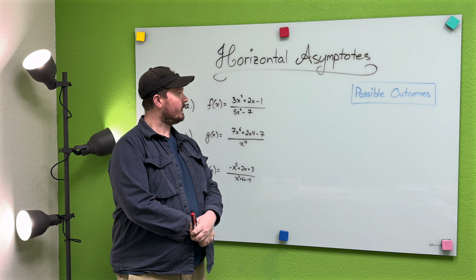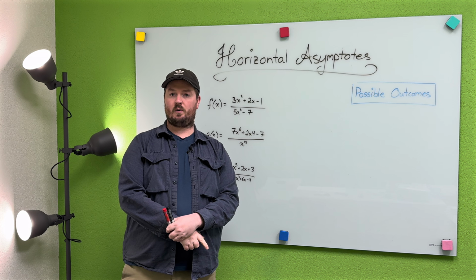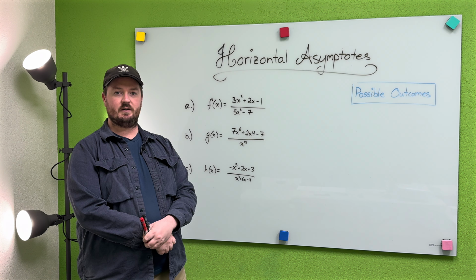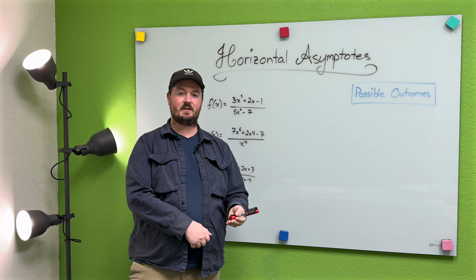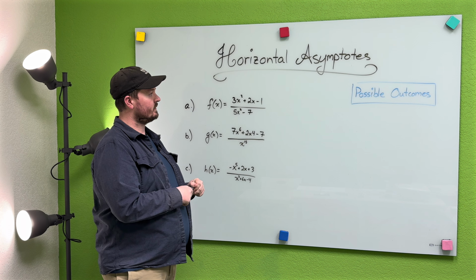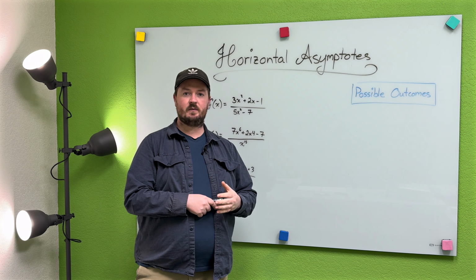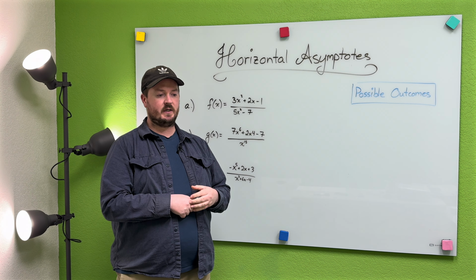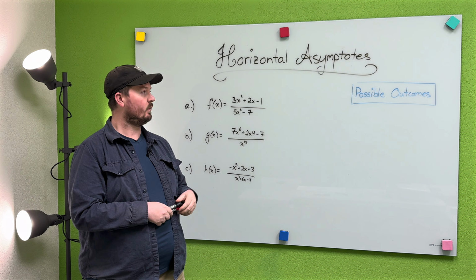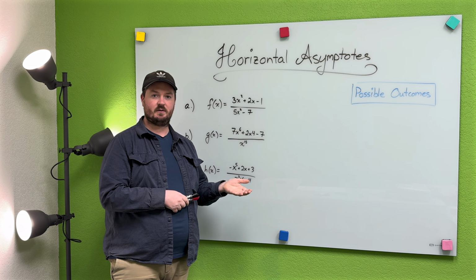So I've talked to you about vertical asymptotes and holes in other videos, and in the future I will be making more videos where I talk about slant asymptotes, but today we're talking all about horizontal asymptotes. So this should be a quick video, and to begin, we need to notice that there are actually three different outcomes that we can have when we're talking about horizontal asymptotes.